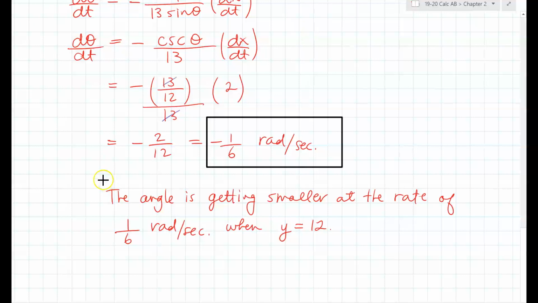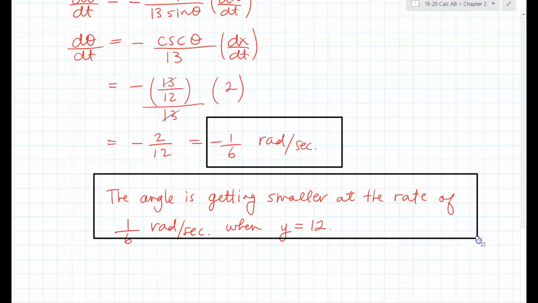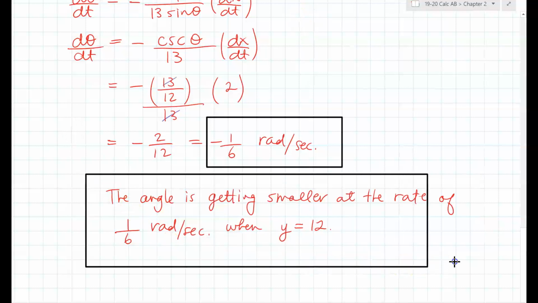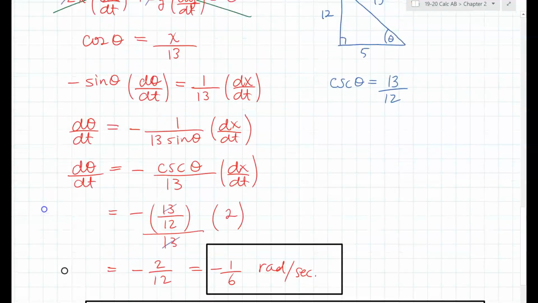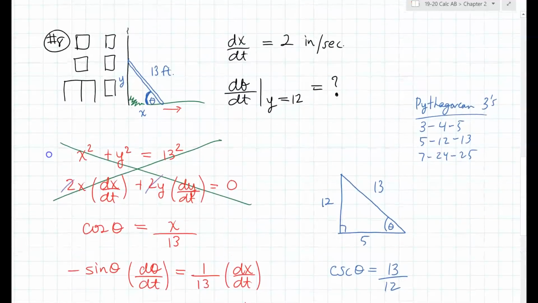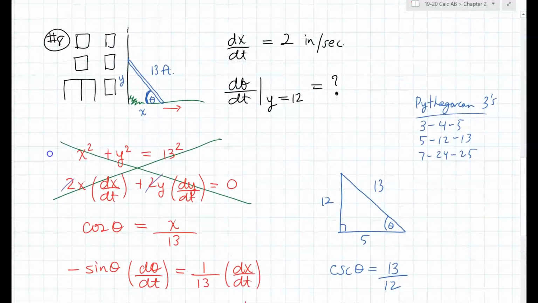Mr. Reed, the dx dt, that was 2 inches. Shouldn't it be converted to feet? Did I do everything in terms of feet? Hold on, let me erase this really quick. I'll make the mark. Give me a second. All right, radians, inches. Oh yeah, and we did feet.